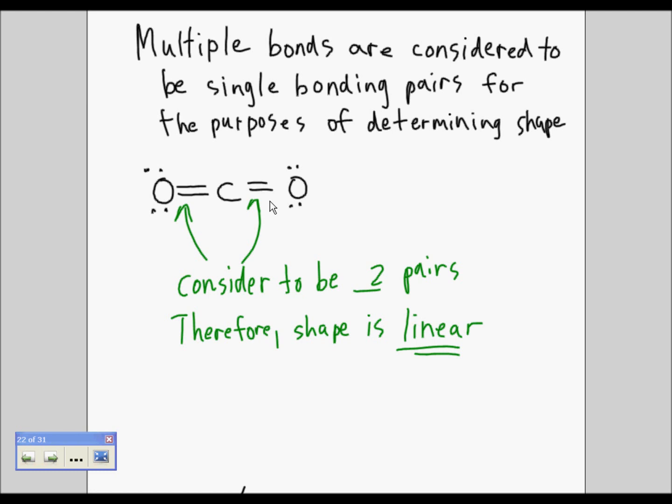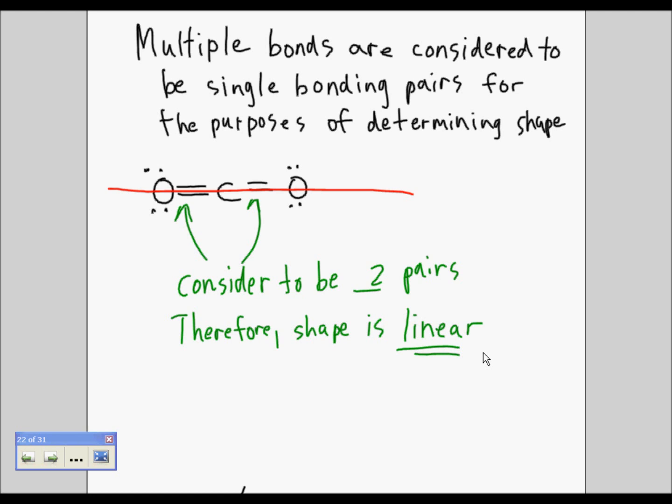So if you look at this structure, you would say there are 2 pairs around carbon. And the shape that's associated with 2 pairs and no lone pairs is linear. So you would say the shape of this is linear. And in fact, if you look at where the atoms are in this, the atoms are in a straight line, which is what linear means, line-ar. So the atoms really are linear. So it is a linear structure.